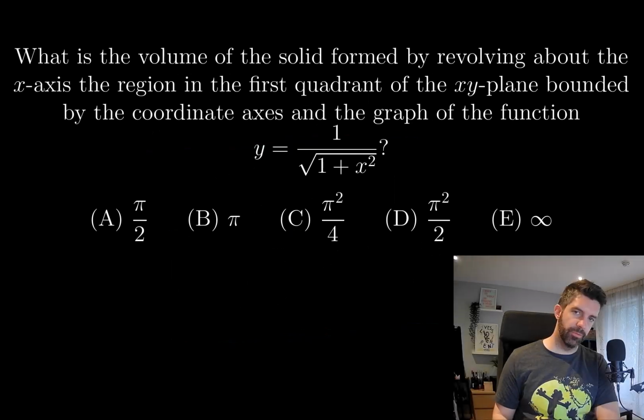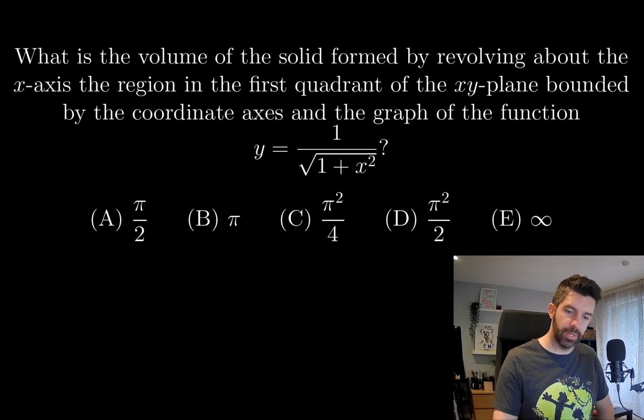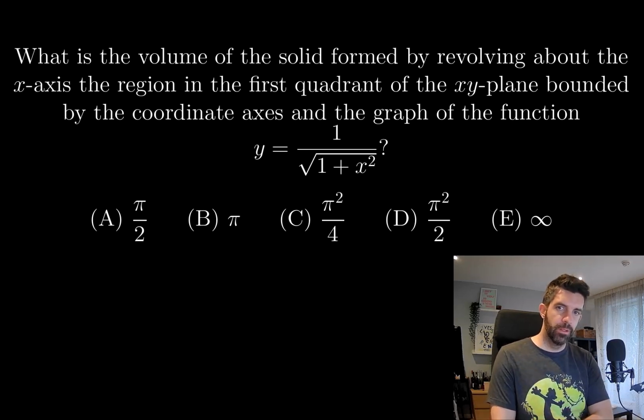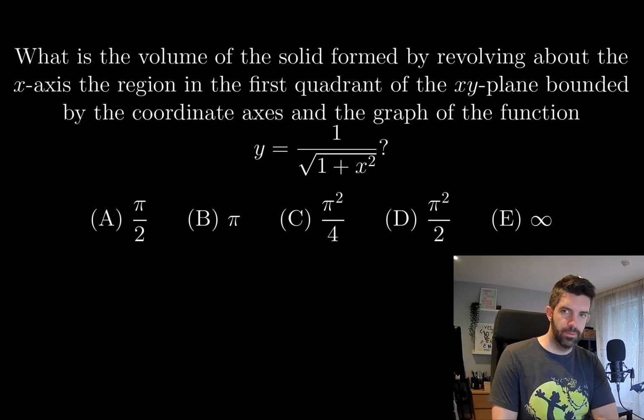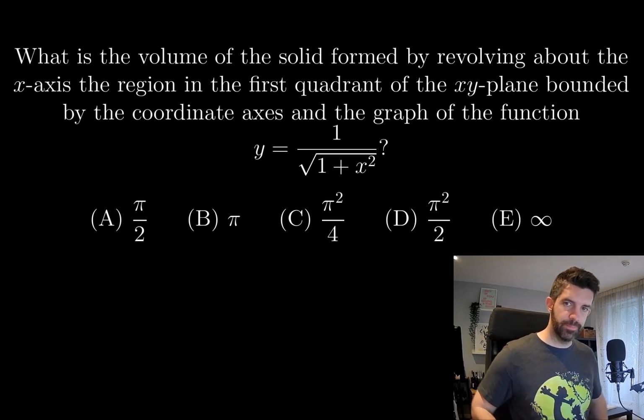What is the volume of the solid formed by revolving about the x-axis the region in the first quadrant of the xy plane bounded by the coordinate axes and the graph of the function y is equal to 1 over root 1 plus x squared? Okay, this looks like a fairly typical volume of revolution type question.